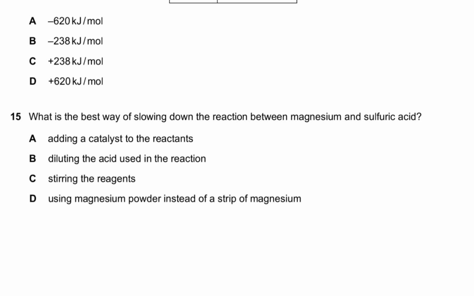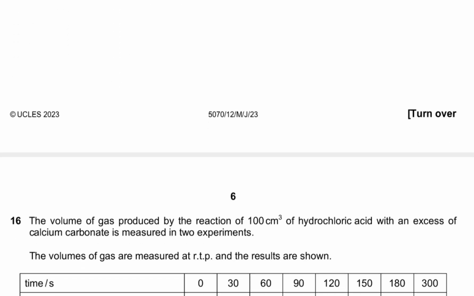Next question, what is the best way of slowing down the reaction between magnesium and sulfuric acid? If you want to slow down the reaction between magnesium and sulfuric acid, which option should you choose? Adding a catalyst to the reactant, obviously no. Diluting the acid used in the reaction, yes. If you dilute the acid, the hydrogen ion concentration will decrease, and the reaction will automatically slow down. Stirring the reagent, no, that would increase it. Using magnesium powder, if you use powder it will also increase, because the surface area is increasing in that case.